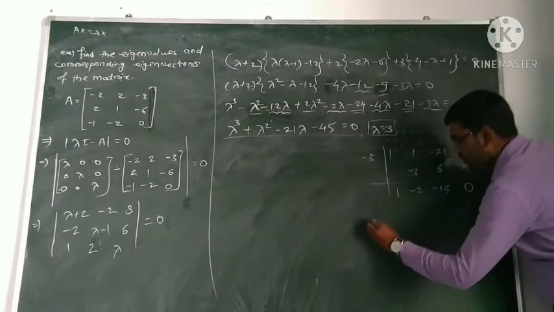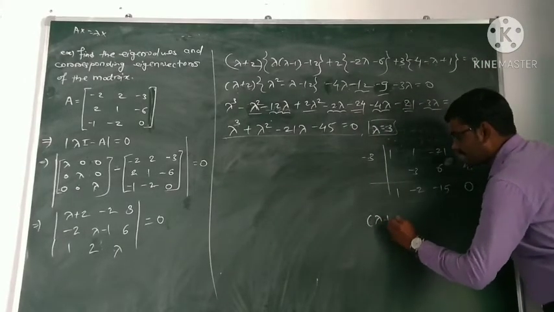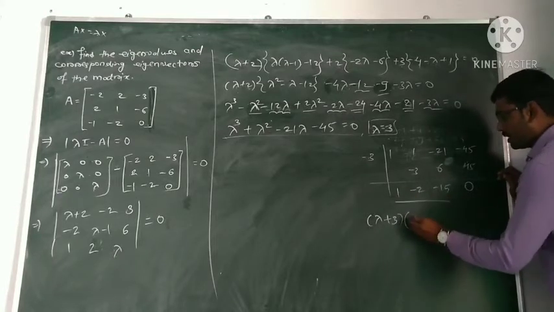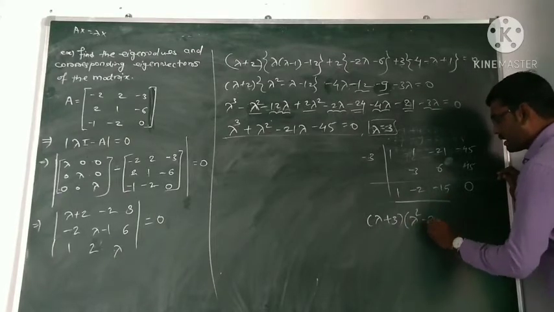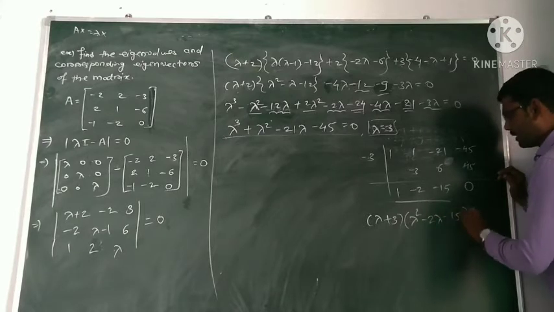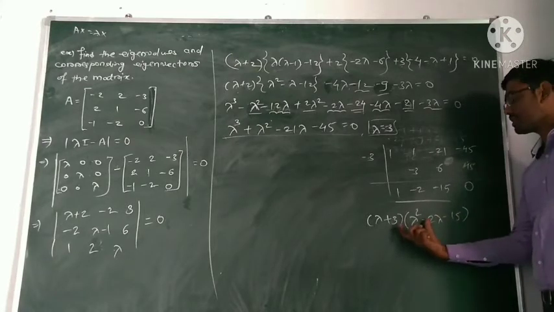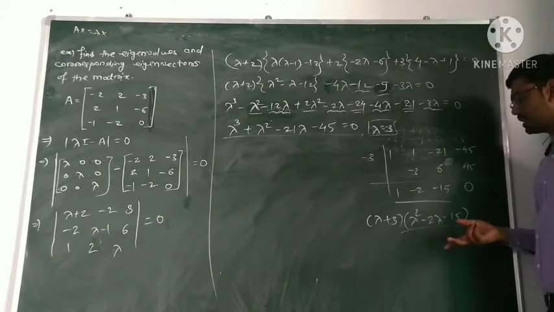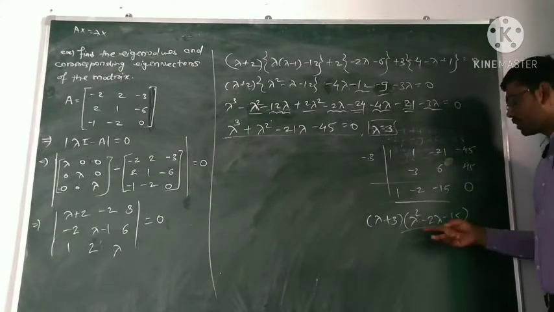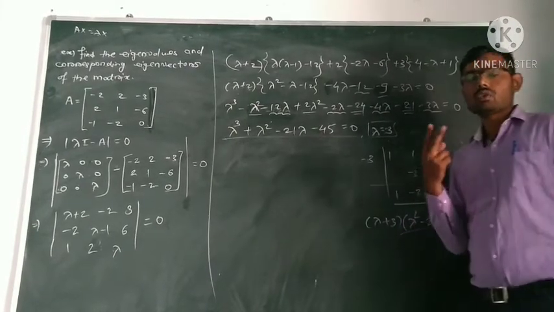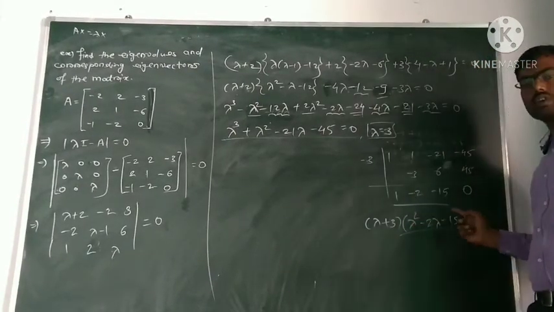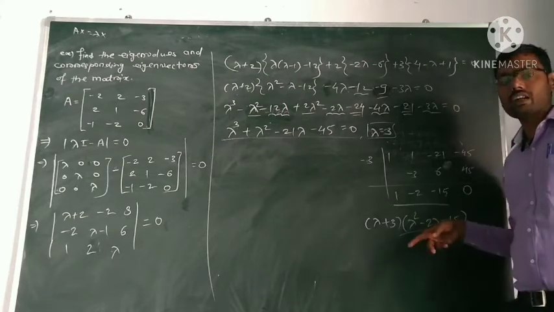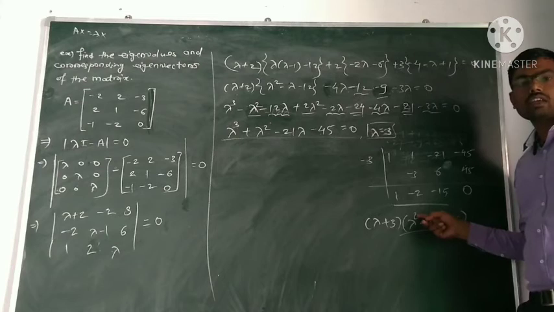So one factor of this polynomial is lambda plus 3. So this polynomial is equal to lambda plus 3 into lambda square minus 2 lambda minus 15. So we have taken the factorization of this polynomial. Now we can solve this quadratic polynomial easily to find the other roots. You know the method to solve an equation of degree 2. Use your basic method to find the roots of a quadratic equation.